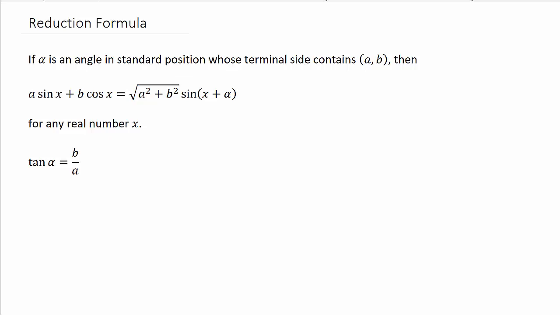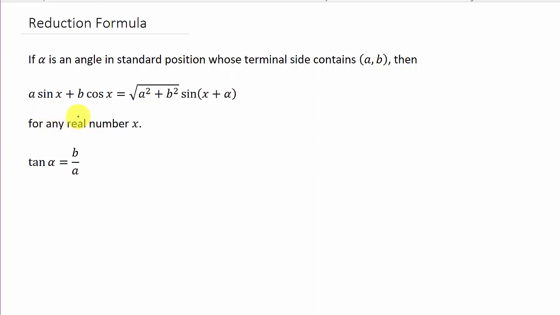Alright, so in this video we're going to learn how to use the reduction formula. I'll have four different examples. The difference in the different examples is the alpha. It'll be in different quadrants in each video. I'll have a video where alpha's in the first quadrant, another one that's in the second, then another one third, another one fourth. So you can check them all out.